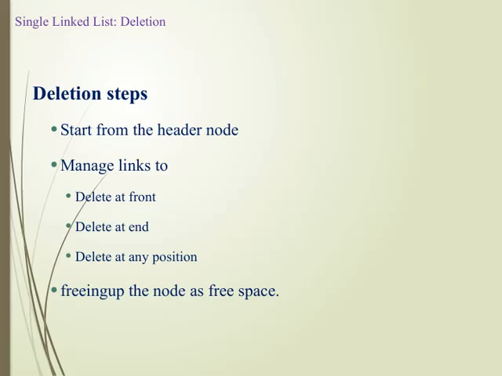Throughout all these cases, the important concept is that once the node is removed from the list, we must free up that node as free space. This step is crucial in managing memory efficiently and avoiding leaks. By mastering these deletion steps, we can keep our linked list dynamic and flexible, which ties back to our overall theme of understanding how linked lists operate and are manipulated in data structures.